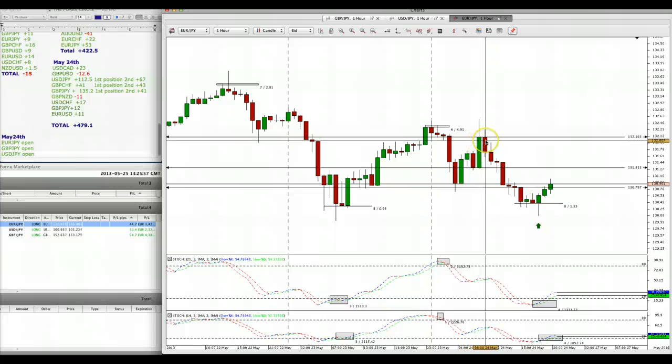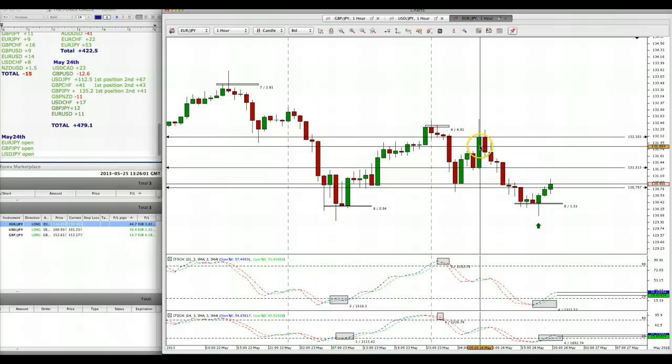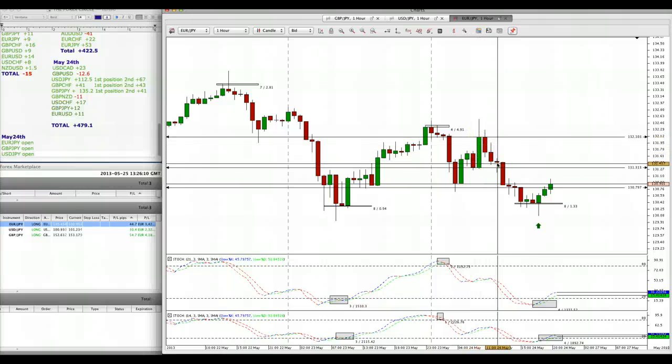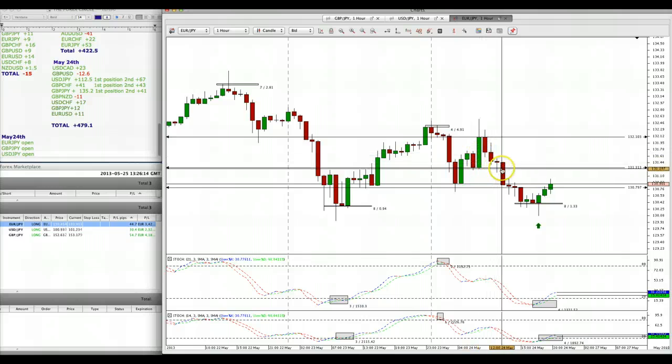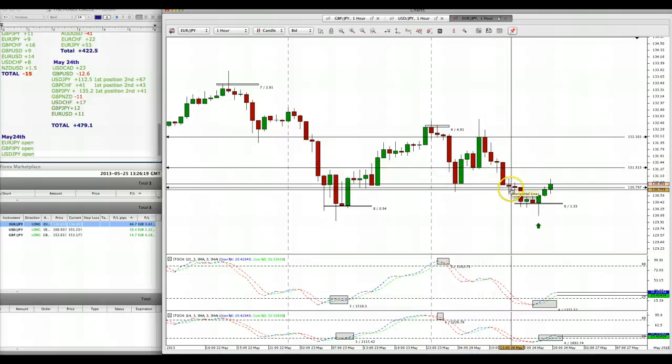You can also just use the body. So the body of this candle was inside the body of this candle. So I isolate the body of this candle. This is called a mother candle. So we have another inside bar, the body is inside this body, and then I just wait for the market to break below and close below this mother candle.